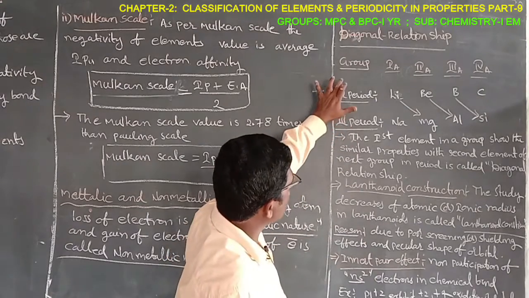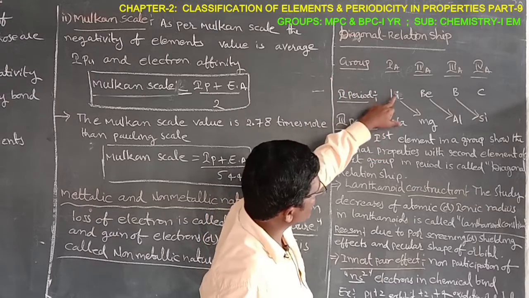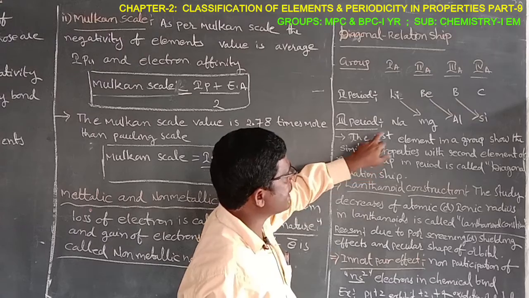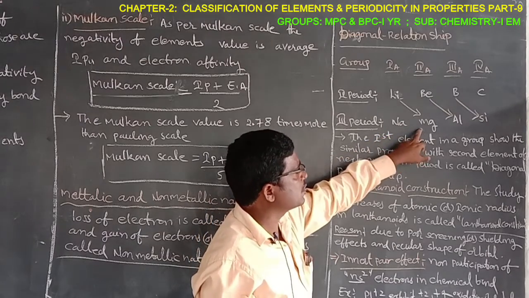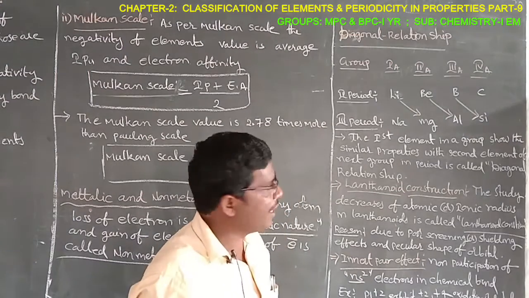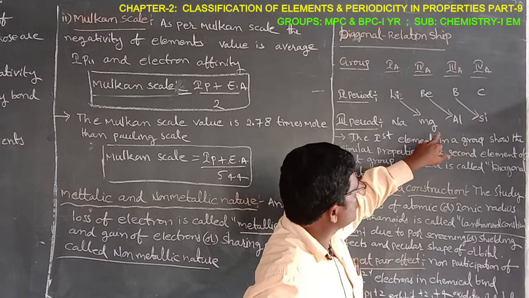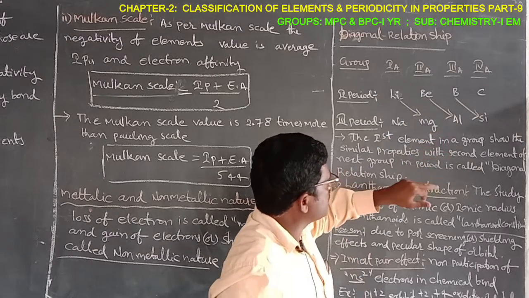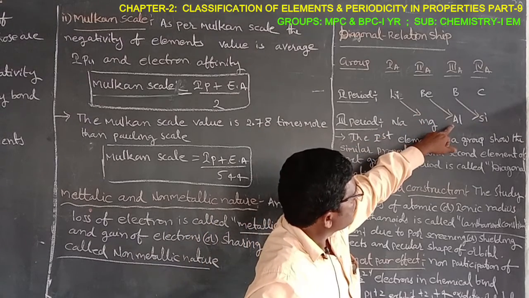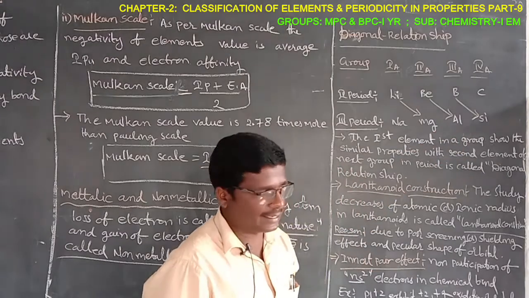In any group or period, the first element in a group, lithium, shows some similar properties with the second element of the next group, magnesium. This is called diagonal relationship. Similarly, the second element, beryllium, shows some similar properties with the third period element, aluminum. This is also called diagonal relationship.